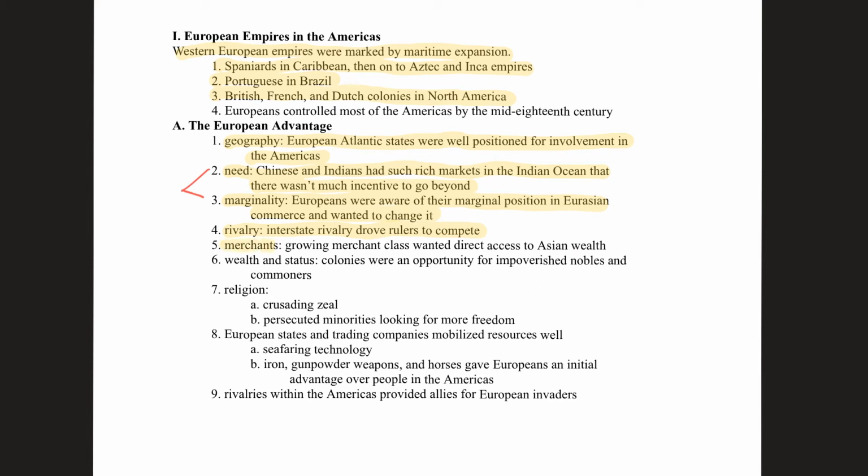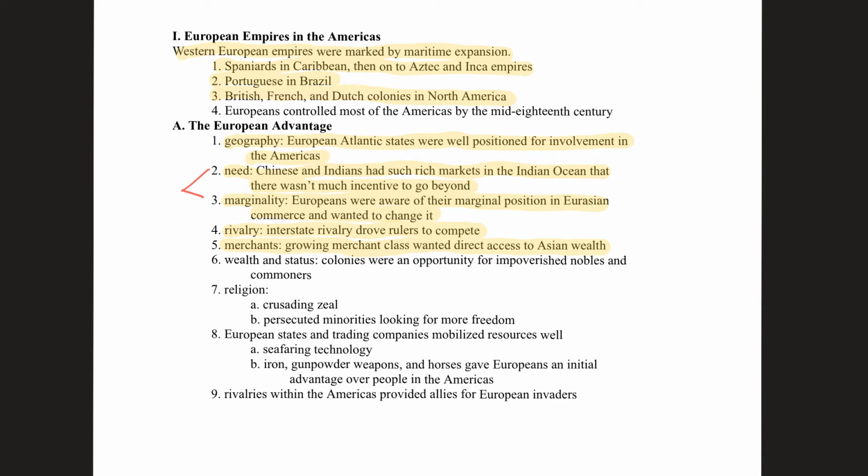Another motivation here are going to be merchants. A growing merchant class wanted direct access to Asian wealth. And this is something that we'll get into a little bit later on. But just in a nutshell, what's happening in the East is that there is a monopoly on trade with Muslim traders and also Venetian traders. These are traders that come from the Italian state of Venice. And if they have a monopoly on trade and they're the only ones that you can trade with in order to get this cool stuff that's coming from the East, those Venetian, those Muslim traders are going to charge whatever it is that they want to charge.